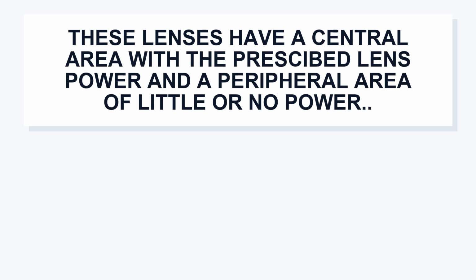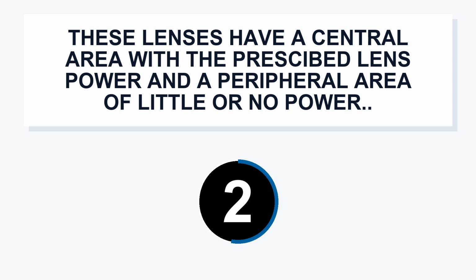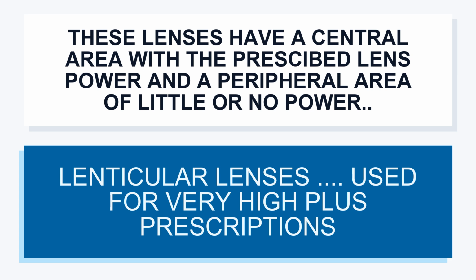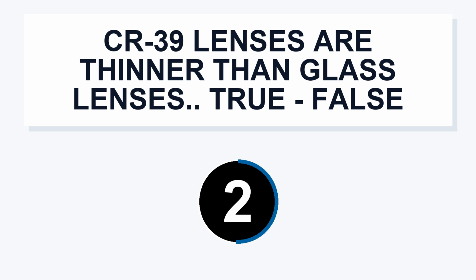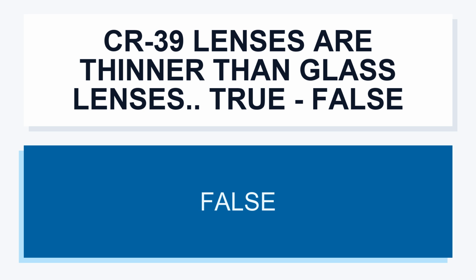These lenses have a central area with the perceived lens power and a peripheral area of little or no power. Lenticular lenses, used for very high plus prescriptions. CR39 lenses are thinner than glass lenses. True or false? False.